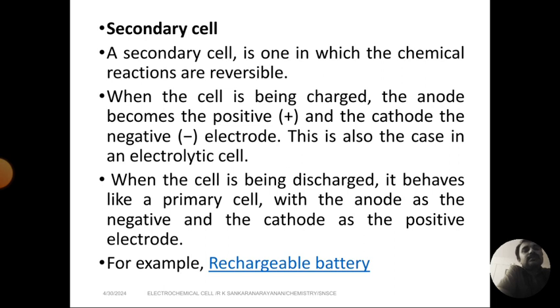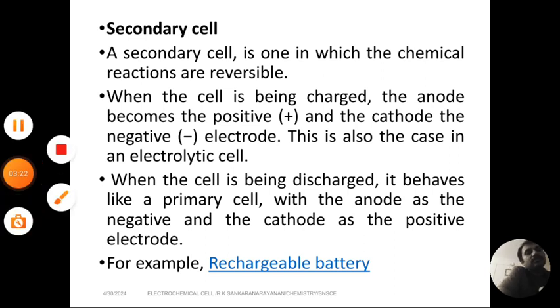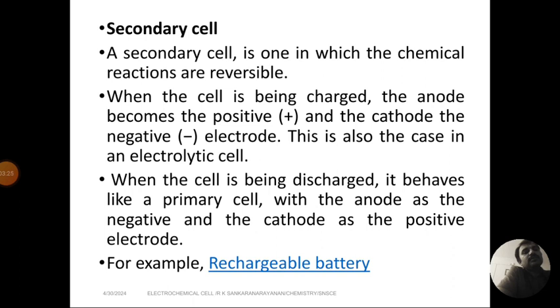So in the secondary cell, the chemical reaction is reversible. In the primary cell, it's not reversible. So first the charging will happen. Anode will be positive and cathode will be negative. Once the discharging happens, it will act as a primary battery. It will be the opposite of the previous one. So anode will be negative and cathode will be the positive electrode. Example, rechargeable batteries. All rechargeable batteries are secondary cells.